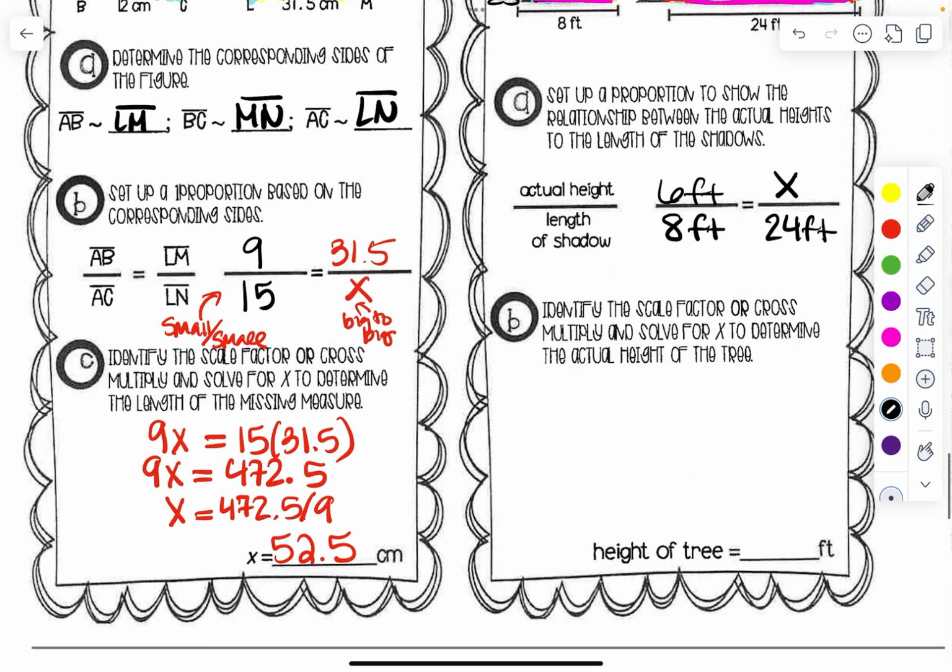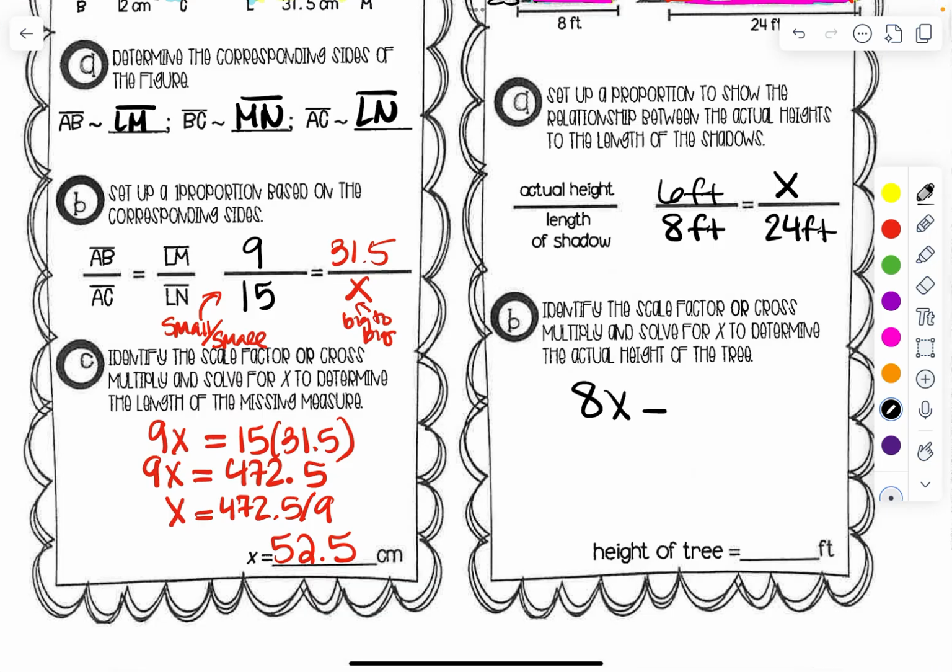We're going to go ahead and use our cross products here. We're going to do 8 times x equals 24 times 6. 24 times 6 is going to be 144. And then I'm going to divide 144 by 8. And 144 divided by 8 is 18. So the answer is 18 feet.